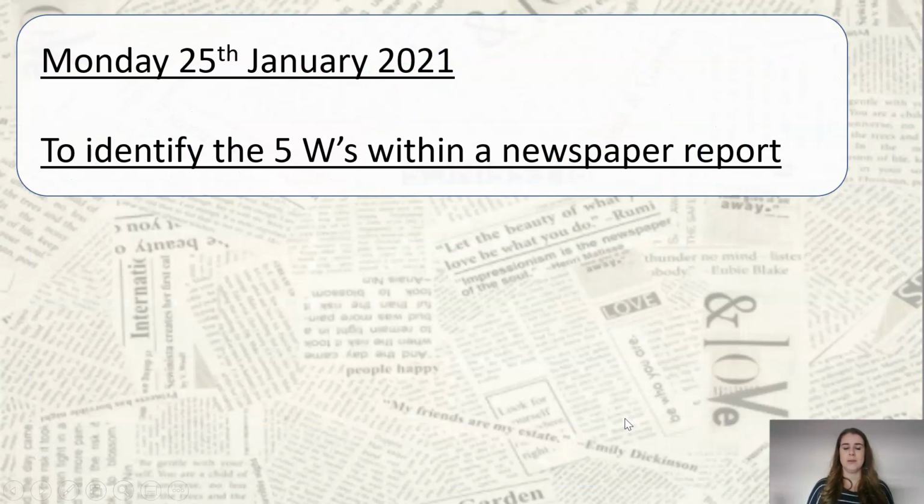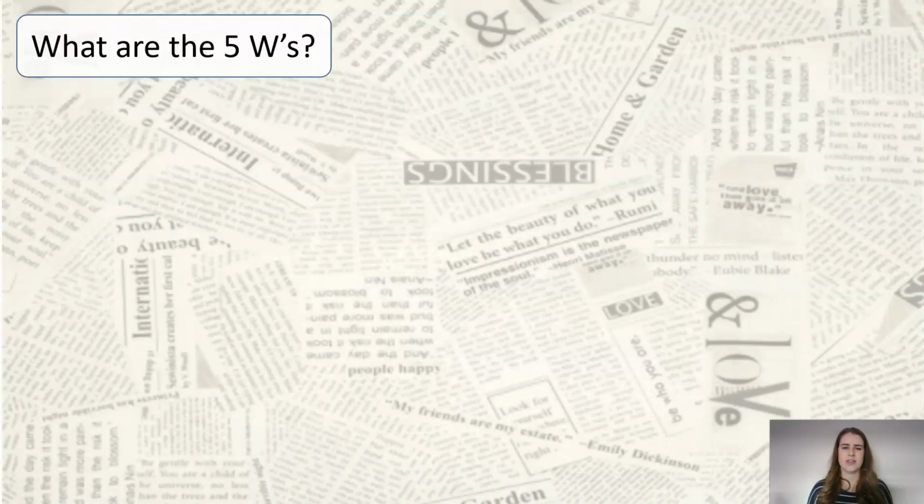So today we're going to be looking at identifying the 5 different W's within a newspaper report. We briefly touched on this in Friday's lesson. So now we're going to focus specifically on that part of our newspaper reports today. So let's have a think. Pause the video. What do you think the 5 W's are?